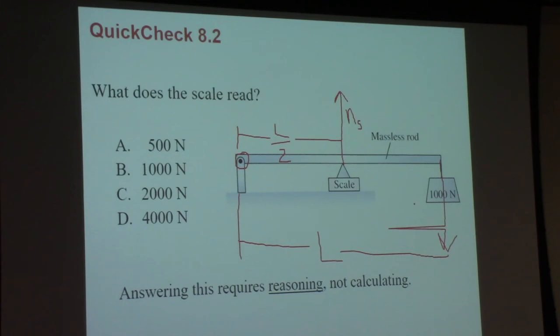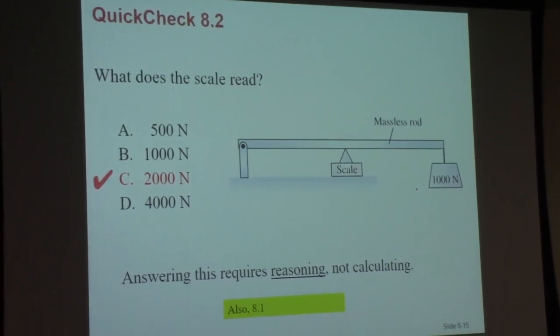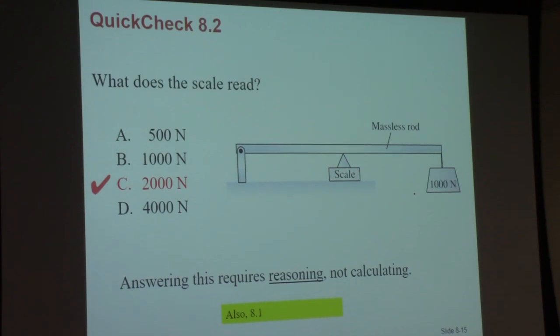But it turns out it's not going to read just 1,000 because you got 1,000 newtons way out here at a distance L. Here's a normal force here from the scale at a distance L over 2. Because this length is twice as big and that length is half as much, this force is going to have to be twice as big to balance the torques. The torque because of the scale, making it go counterclockwise, has to be equal to the torque from the weight, making it go clockwise, about that pivot point that I circled. So 2,000 newtons. It seems like it would just be 1,000, doesn't it? But if you really look at the torques, it's going to be more.